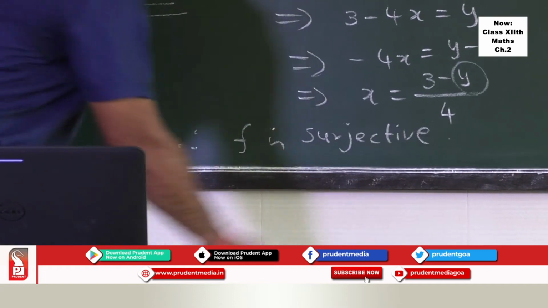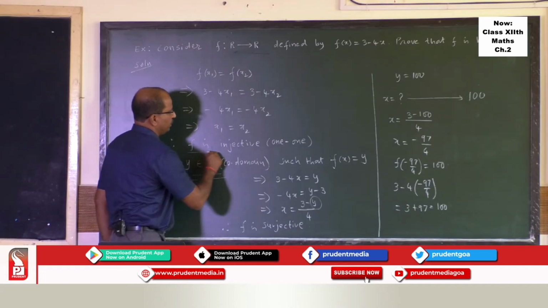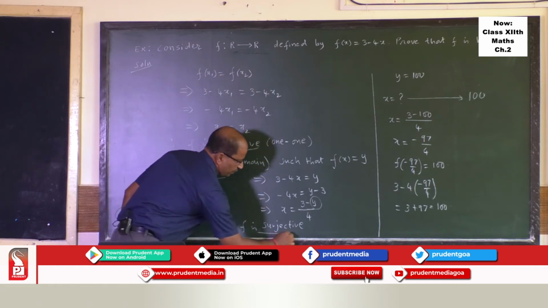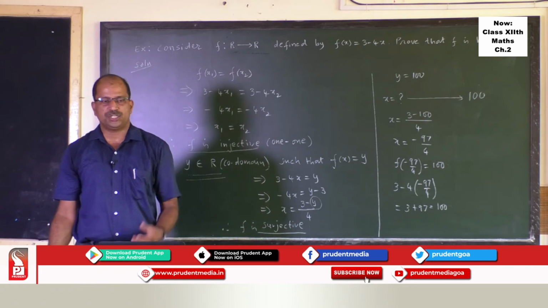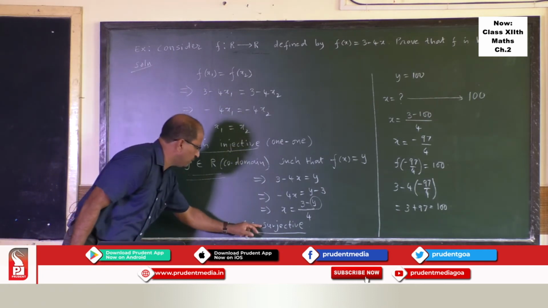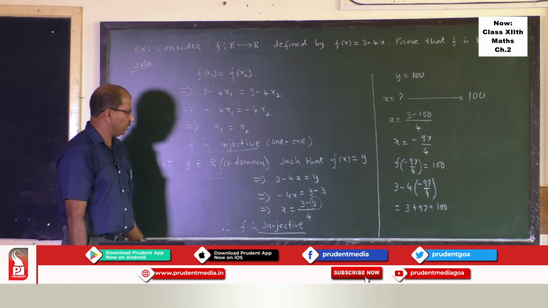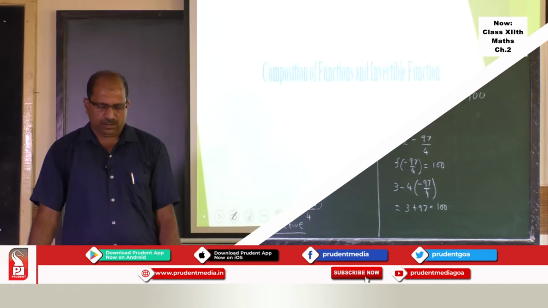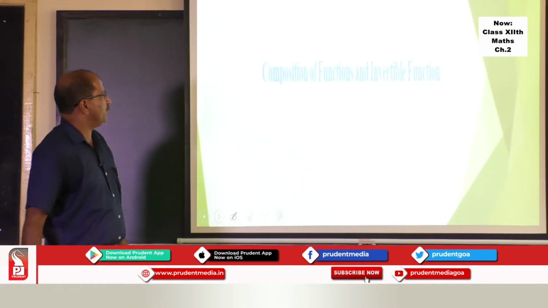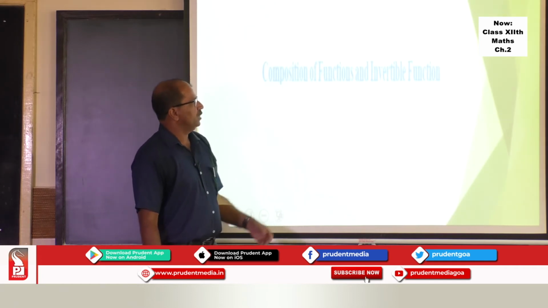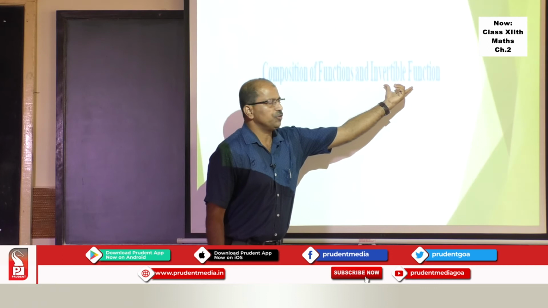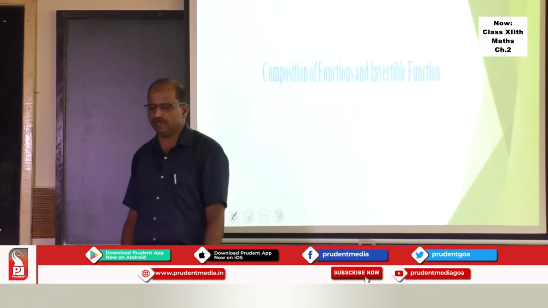And because it is already injective here and it is surjective here, the function is bijective, injective as well as surjective, and therefore the function is bijective. We will study now how we will find composition of a function, composite function, and how to find the inverse of a function, invertible function.